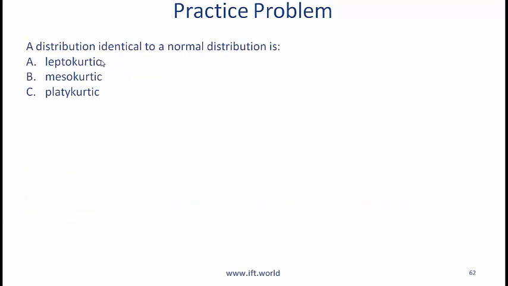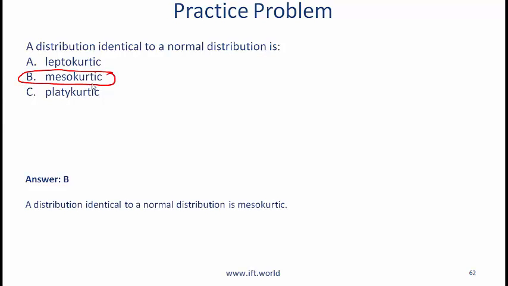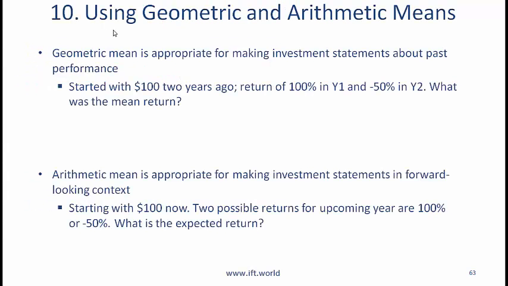A distribution identical to a normal distribution is, and here again you just have to remember the fact that a mesokurtic distribution has a kurtosis of 3, and this is your normal distribution. The final section in this very long reading now, using geometric and arithmetic means.